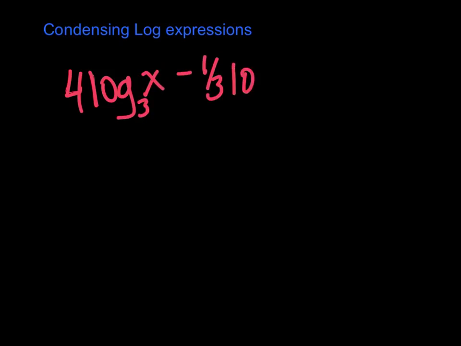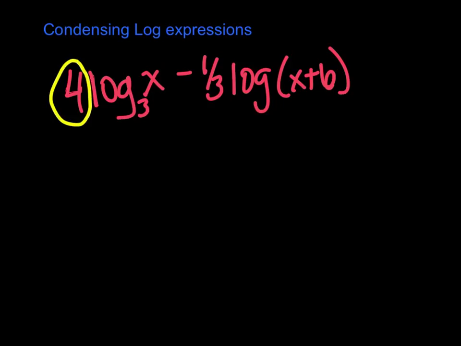Alright, next we are condensing log expressions. So for our first example, we have 4 log base 3 of x minus 1/3 log of x plus 6. So to do that, we're going to redo what was undone.